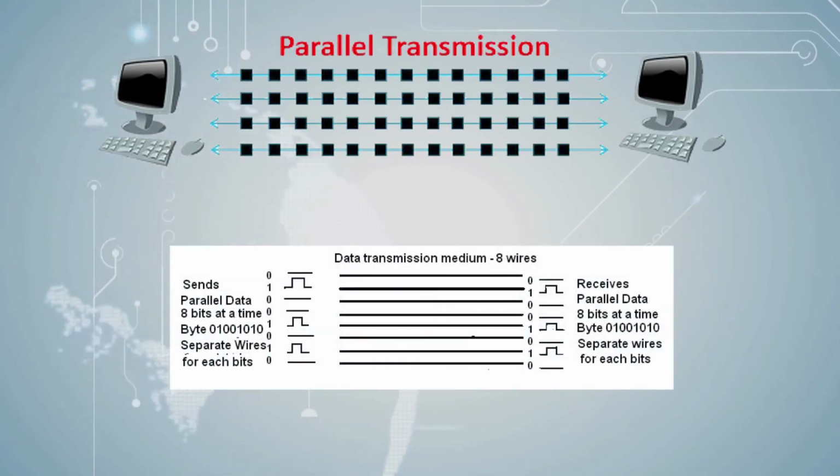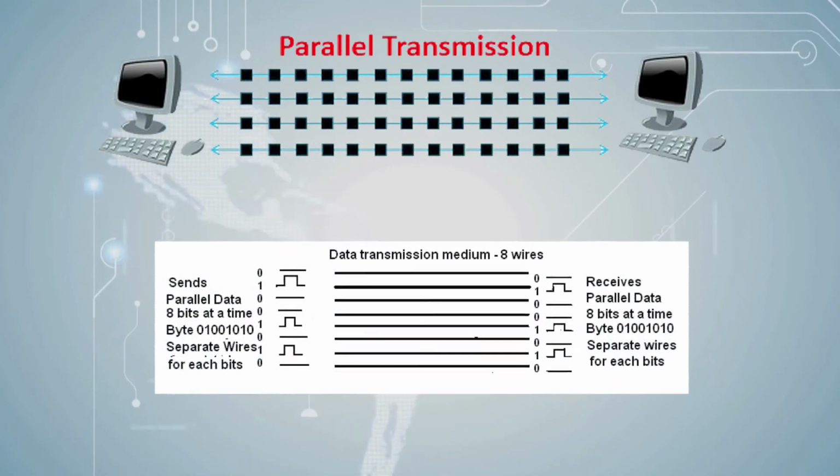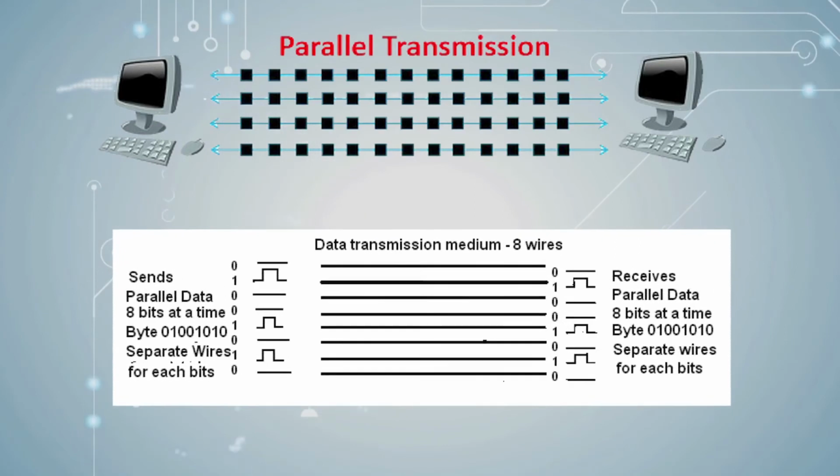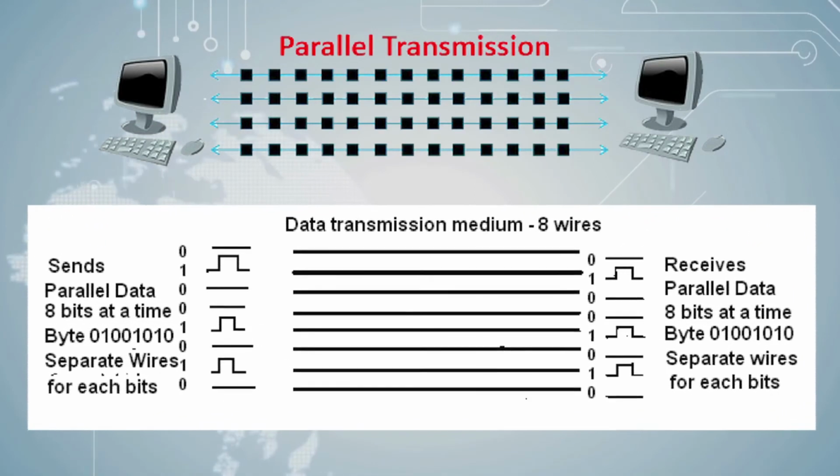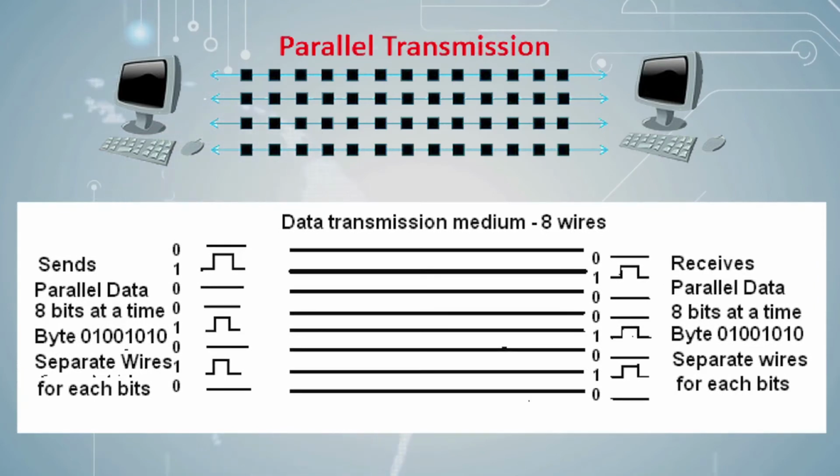So this is an example of parallel data transmission. If I want to send 1 byte in parallel, then I require 8 physical wires for transmission, because to carry a signal you require some kind of media. So parallel transmission is fast, but you require more wires.